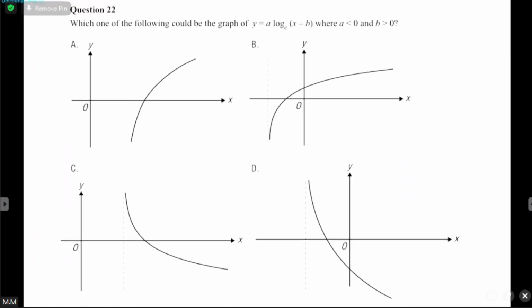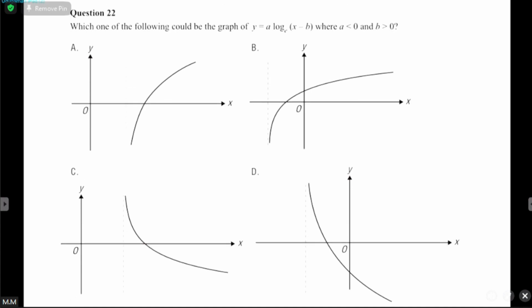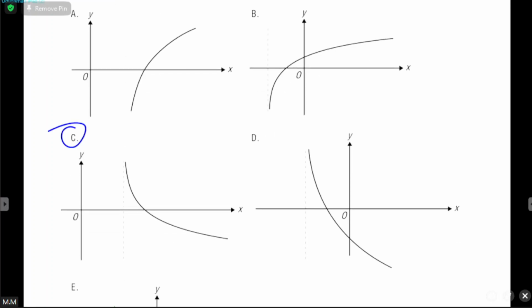Here I literally just tested values, I made a is equal to -1 or something and b is equal to 3, and you get a graph that looks like C.